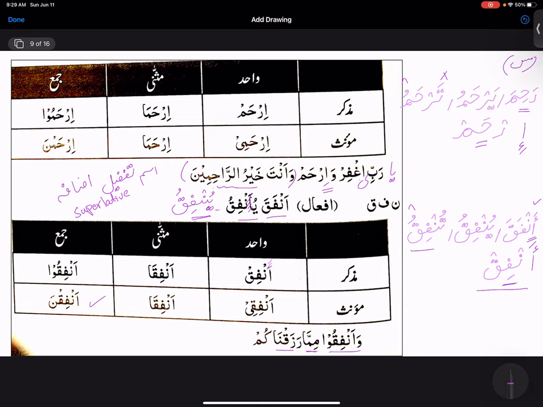Now razaqna. What do you notice in razaqna? Na is us. Razaqa and Na is us, this is Nahnu for the Madi. Exactly, Nahnu from the Madi, razaqna. We need to be strong in our conjugation. So my point is that this is Madi, not Mudari. Allah subhanahu wa ta'ala is using Madi: whatever I have already given you.